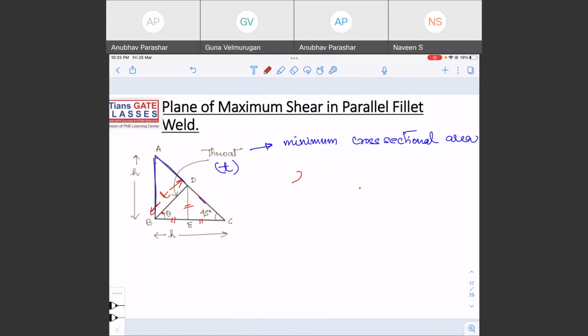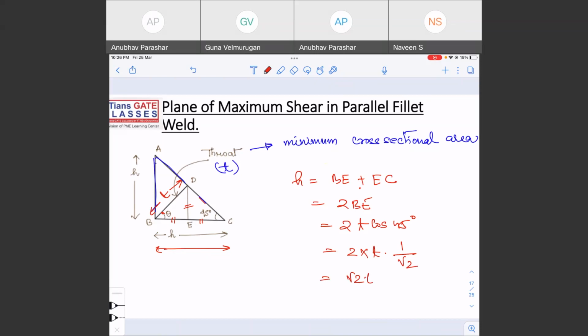I can write H, this H I'm talking about, you can closely see, H is equal to BE plus EC, that is equal to 2 times BE, that is equal to 2 times T cos theta. Where theta is equal to 45, I'll directly write cos 45 degree. That is equal to 2 into T into cos 45, which is 1 by root 2. Right? That is equal to root 2 times T. So H is equal to root 2 times T. Or I can say the throat is equal to H by root 2, that is equal to 0.707 times H.